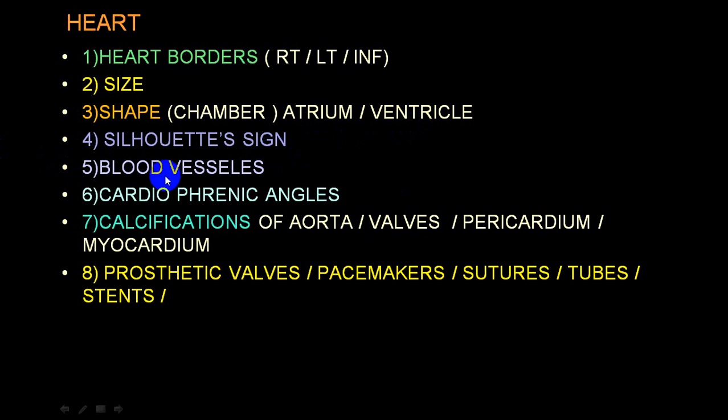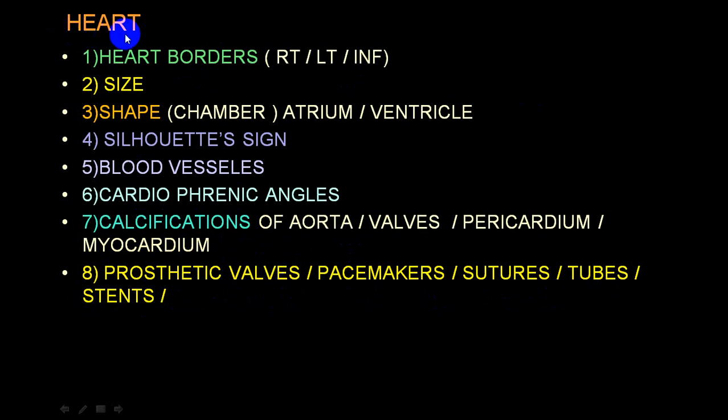We look at the blood vessels, particularly the aorta and pulmonary blood vessels, which we have discussed under hilum. The cardiophrenic angle is not of much importance, but in case of Silhouette signs, those angles are not differentiated; you cannot identify them. Calcification of the aorta, different valves, pericardium, myocardium, etc. you can identify if the X-ray quality is very good. Prosthetic valves, pacemakers, sutures, tubes, stents, you can identify on an X-ray.